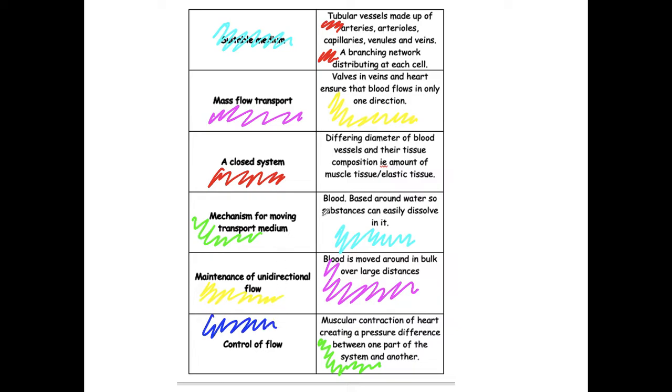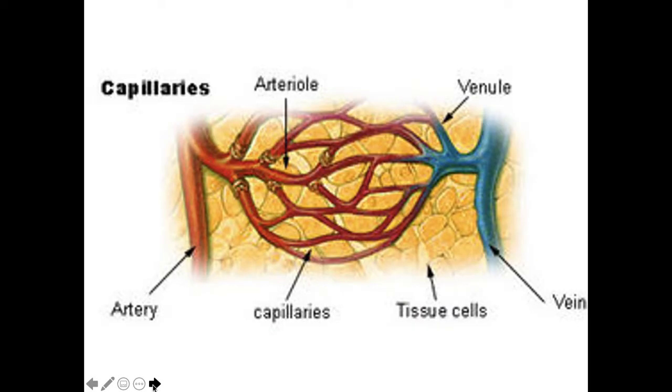And finally, control of flow. We're going to look at this in more detail. The fact that the blood vessels have different diameters, that they're composed of different tissues, and also some of the tissue is elastic, some of the tissue is muscle, and they can control the way that blood flows through the blood vessels. So this is just a little diagram for you.